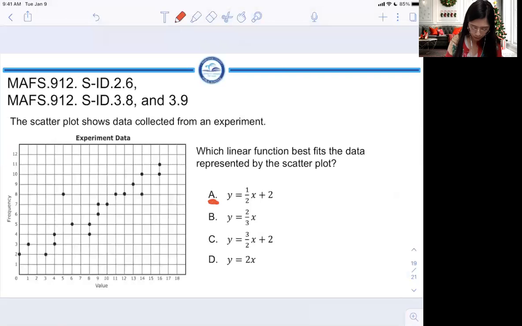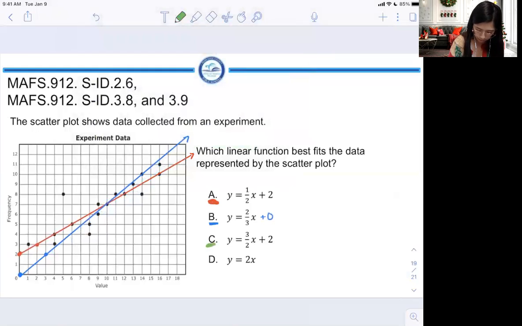A, y equals 1/2 x plus 2. So I started at 2, I go 1/2, 1/2. There's A. Here's B, y equals 2/3 x. Technically this is plus 0, so the y-intercept is at the origin. 2/3, 1, 2, 3. Okay, there's B.